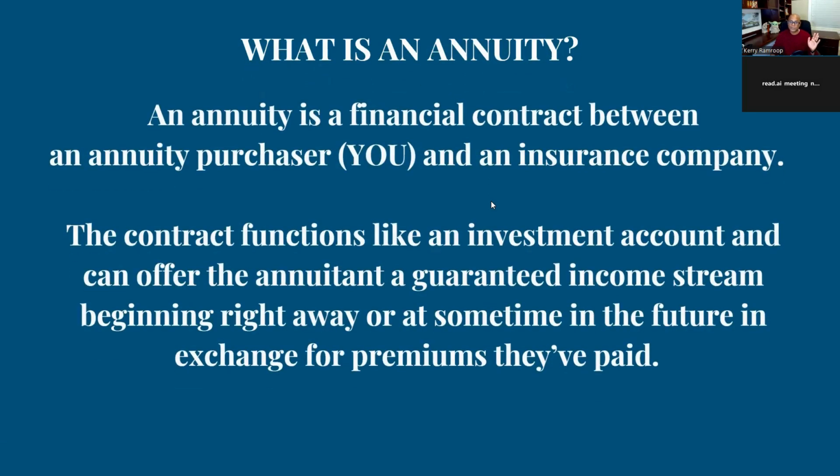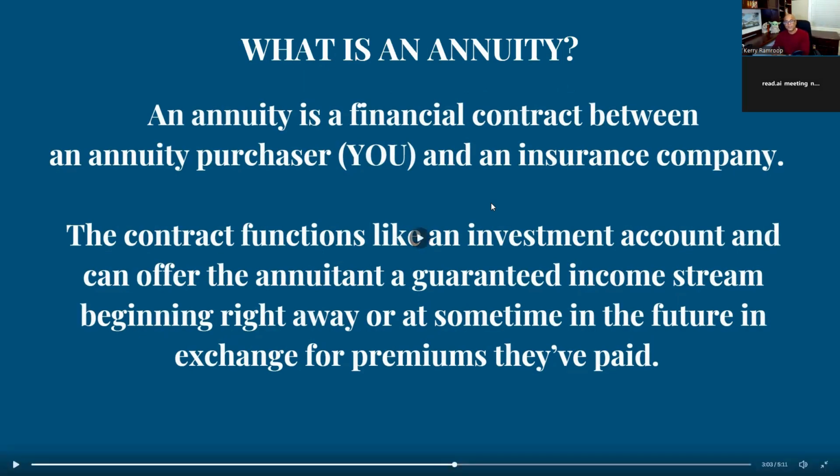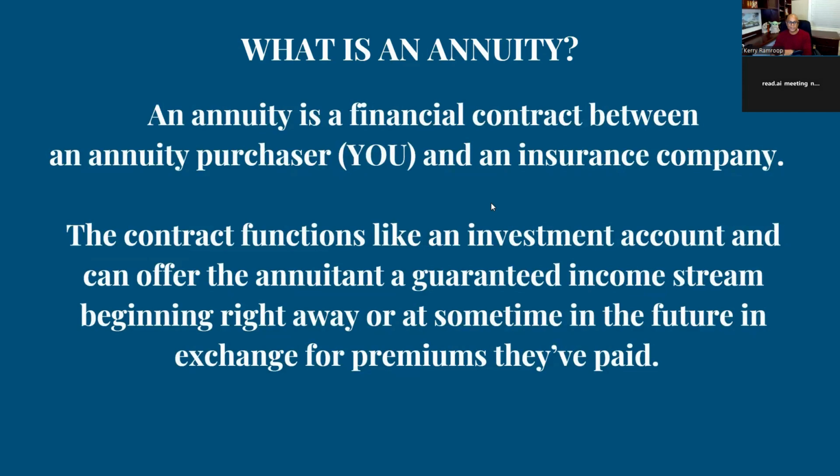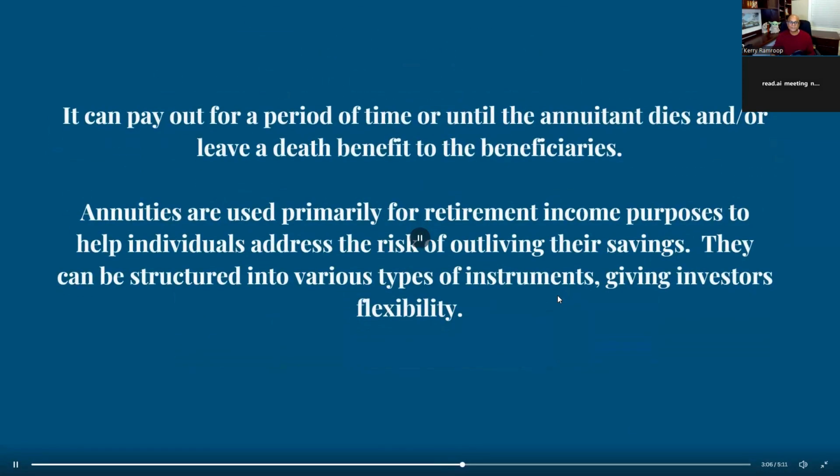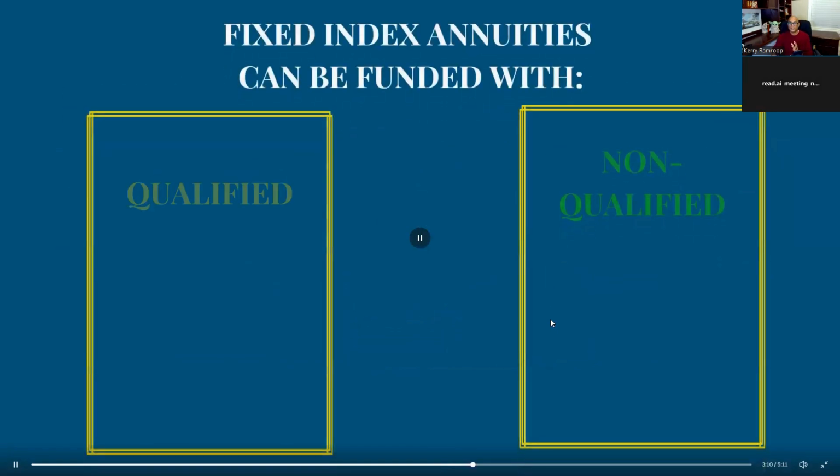I just want to cover briefly what a 401k with an annuity is. In case you didn't know what an annuity is, it's a financial contract between you and the insurance company. The contract functions like an investment account and can offer the annuitant a guaranteed income stream. You could have it right away if you're older, or if you have it deferred, you will make a lot more money if you defer it 5 to 10 years, right? Sometimes 7 to 10 years is kind of the sweet spot. And it could pay out over time, or it could pay when you die.